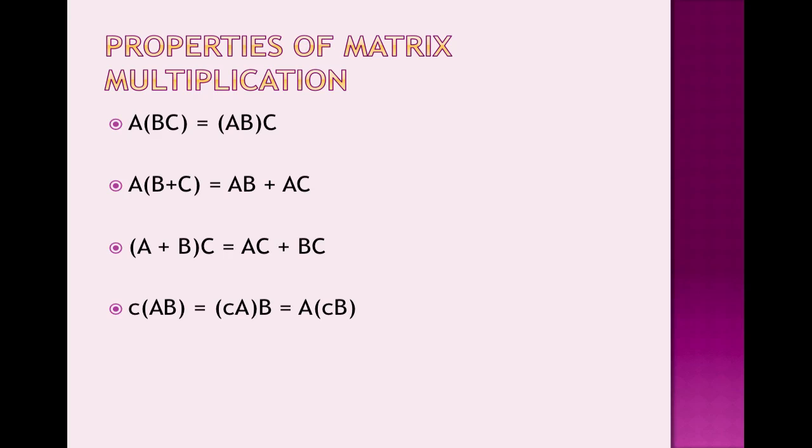That's going to give us the same thing as if we had multiplied the scalar to matrix A and then multiplied that to matrix B, or if we multiply the scalar to B and multiply that to matrix A.